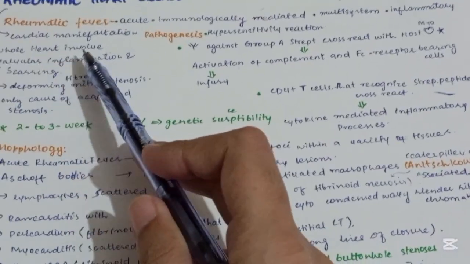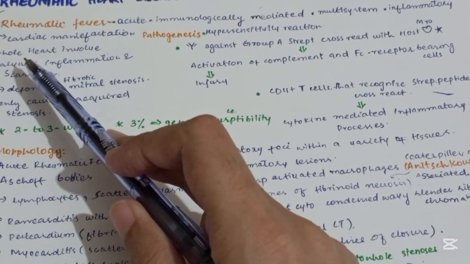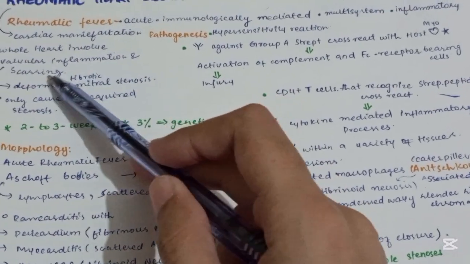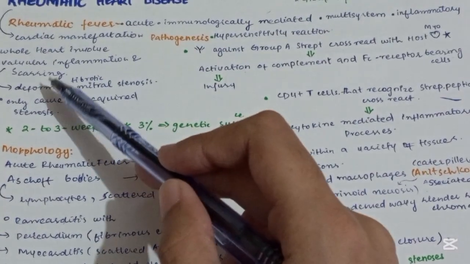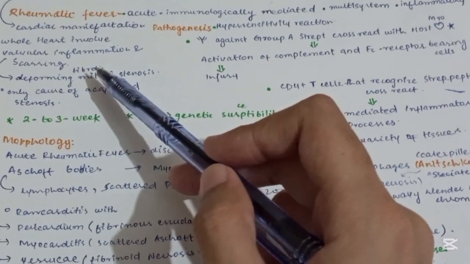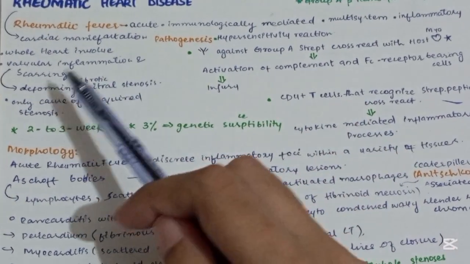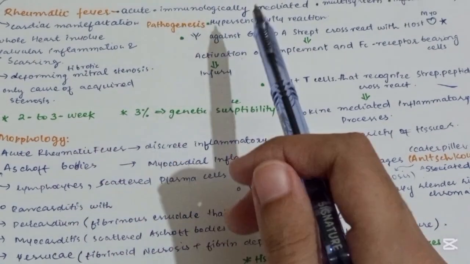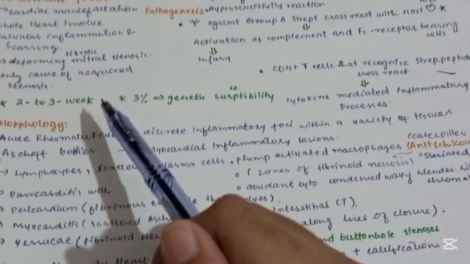The whole heart can be involved, but mostly there is valvular damage. There is valvular inflammation and scarring, and as a result, we have deformed fibrotic mitral stenosis. It's the only cause of acquired stenosis. It occurs 2 to 3 weeks after strep infection.